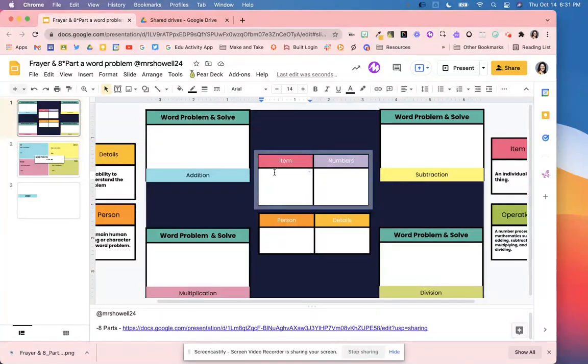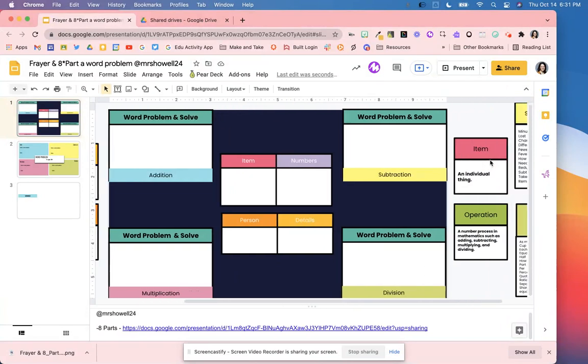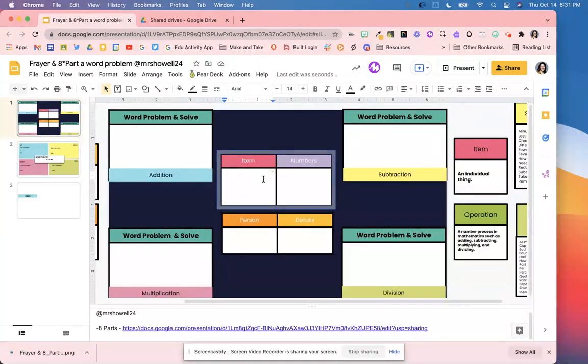And so, right here, we've got item. Students can see the item over here and it's an individual thing. So, they could say hot dogs or hamburgers or marbles or cars, whatever they wanted to say, they pick that item. Then they come up with some numbers. So then they can write 38 and 100 or 50 and 60, or maybe it's 3 numbers or a fraction. You can give clarity on what you are expecting for those numbers.